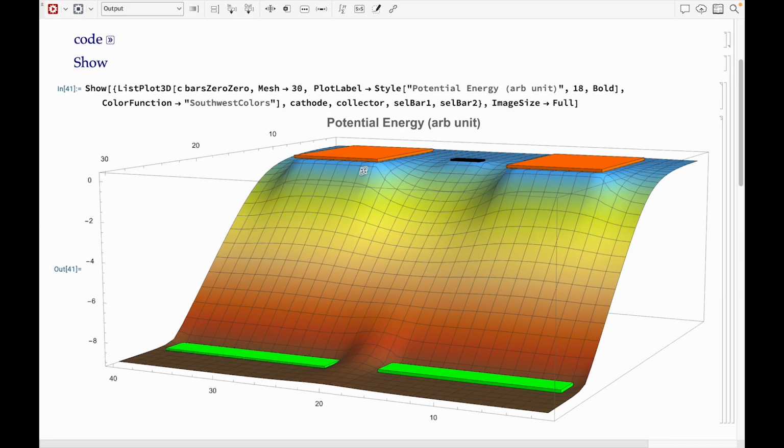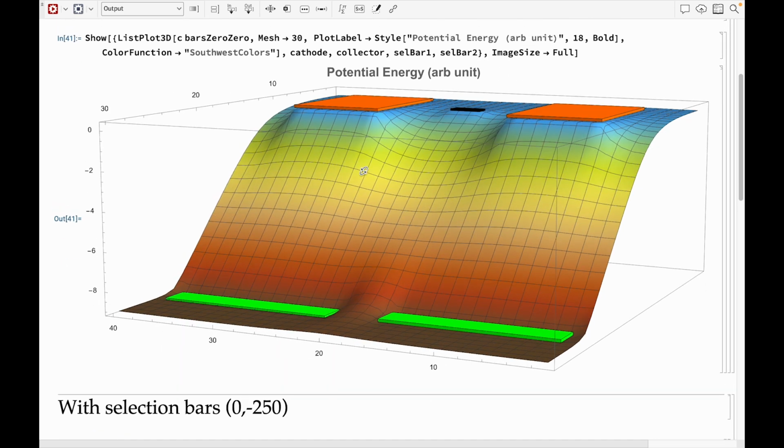So this is actually the same simulation with both selector bars at 0 volts. And you can see that the electrons have a clear downhill path, if you will, to the collector. So it's going from cathode to collector. They're going to accelerate down this hill. I mean, just imagine putting a ball bearing on this thing. This is 0 volts. This is positive 180 volts. And again, this is a lower potential energy because of the charge of the electron.